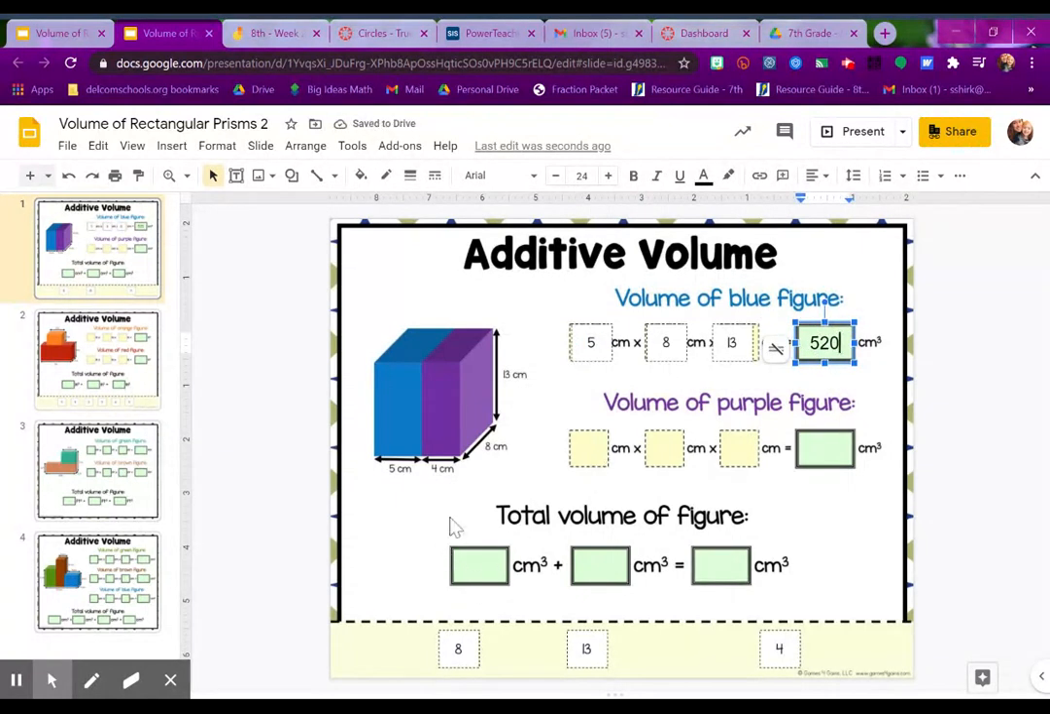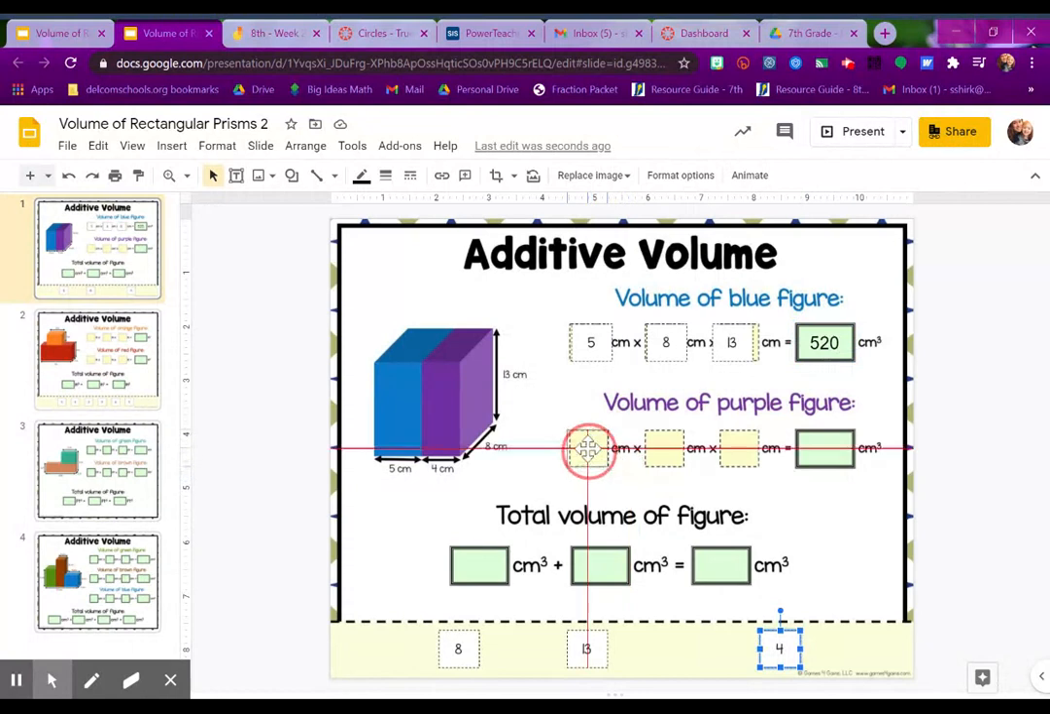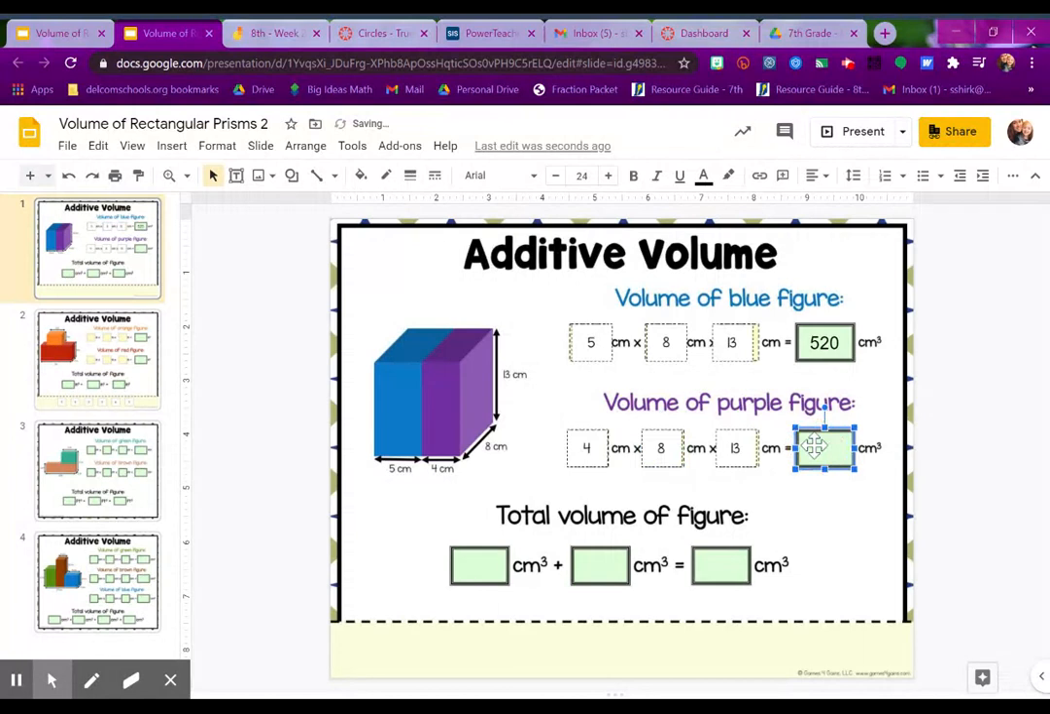And then starting with this purple one, you're going to do the same thing. The length is 4. The width is 8. And the height is 13. That one's a lot easier to see. So the challenge for us today is actually going to be making sense of the problem and figuring out which numbers I'm using. So 4 times 8 is 32, times 13 is 416.